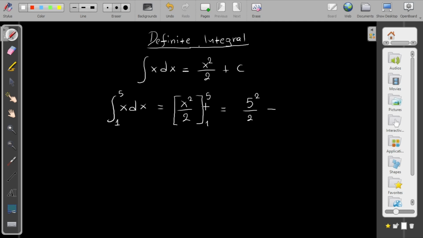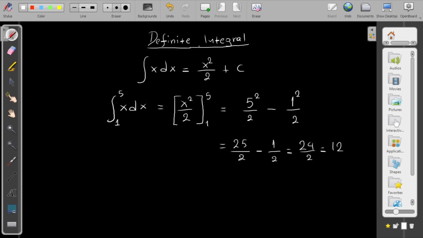minus, always minus, the lower bound here, 1 to the power of 2 over 2. So the answer, you see, I don't have the value c now because I put specific values. So how much is it going to be? 25 over 2 minus 1 over 2, which is 24 over 2, which is 12.